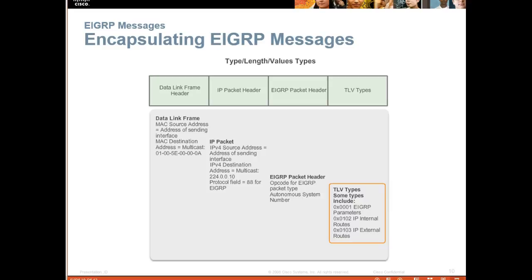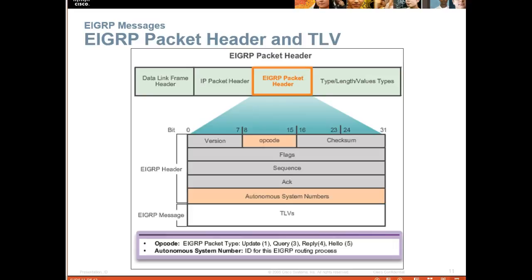And this is just a quick picture of an EIGRP message. You'll see this online in a little bit better form, but you can see it still has the data link frame header, then the IP packet header, and then an EIGRP header with its type of EIGRP, for which protocol, packet type, the autonomous system number, etc. And then the TLV types, type, length, values, different parameters in EIGRP. And that's what the header looks like, with the flag sequences, acknowledgments, etc.